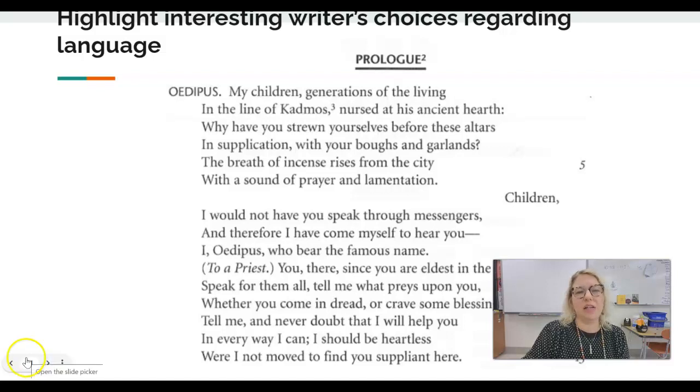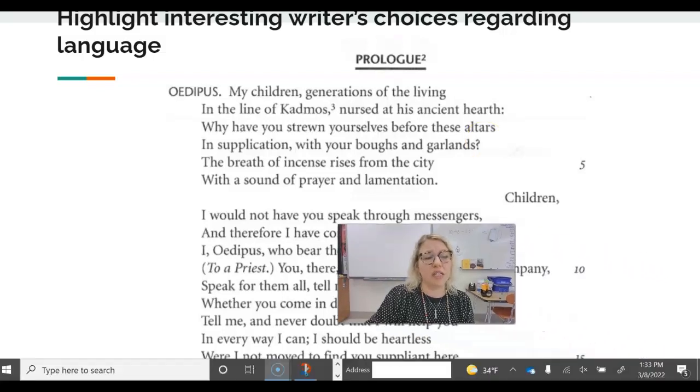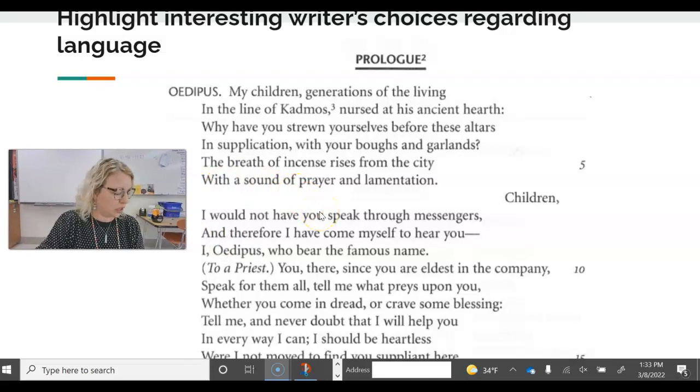The next part is highlighting interesting writers' choices regarding language. This is the biggie. So take notes on this however you like. What I decided to do was to look at the first 15 lines of the play with you and look at diction, imagery, sensory details and allusions, language that shows the tone of the speaker, structural choices that are interesting, and references to common motifs in the play. And so you could jot this stuff down in your notes or whatever else you like to put in your notes. I just do want you to take some notes here.